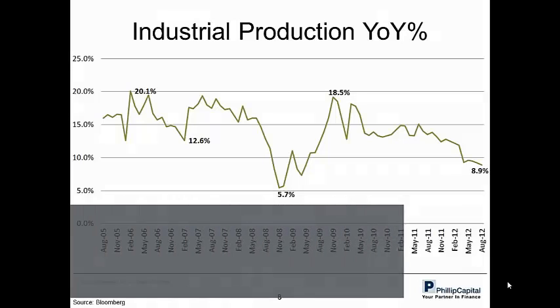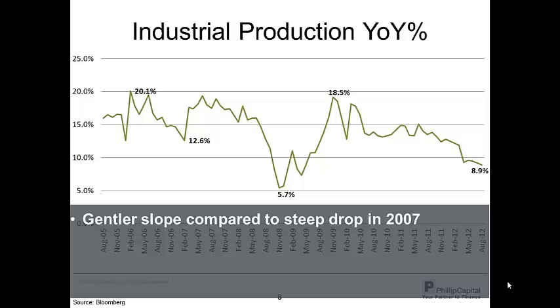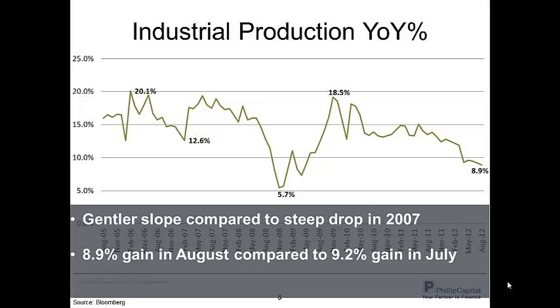The same can be said for industrial production. The effort by China to engineer a gradual slowdown is apparent because you can see a gentler slope on the industrial production chart from 2010 till now, as compared to the steep drop during the last financial crisis in 2007. China announced that industrial production increased 8.9% in August 2012 from a year earlier. This is slower than the growth of 9.2% in July 2012.